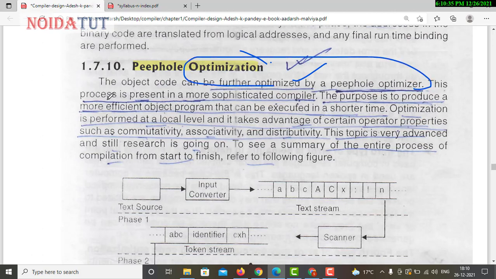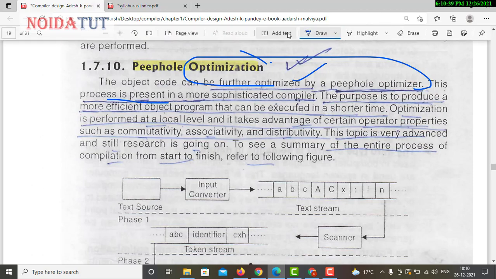Now this process is present in a more sophisticated compiler. The purpose is to produce a more efficient object program that can be executed in shorter time. Optimization is performed at a local level and it takes advantage of certain operator properties such as commutative, associative and distributive. These are the properties by which peephole optimization works.